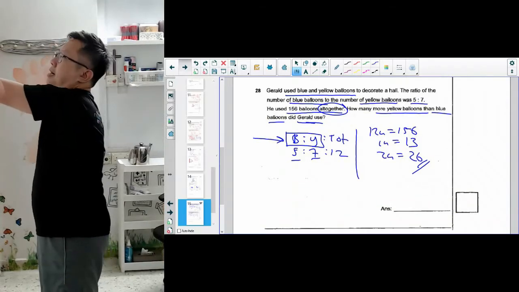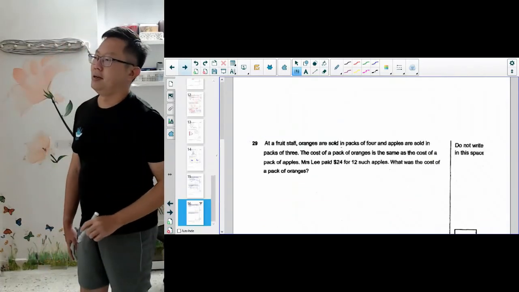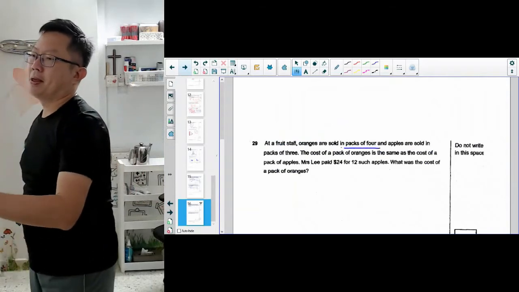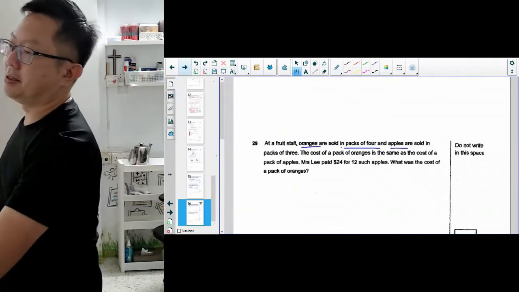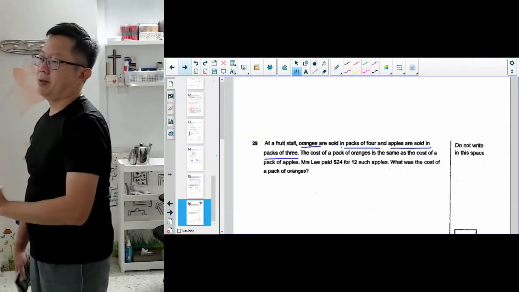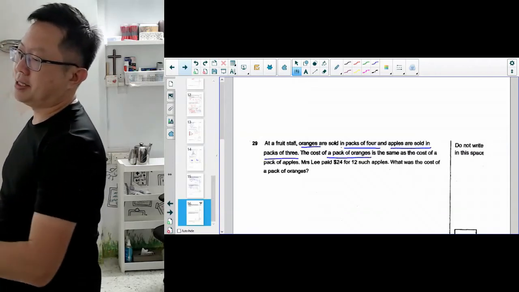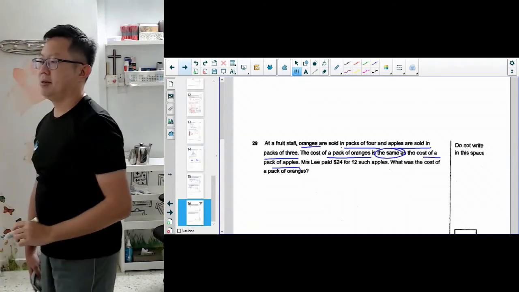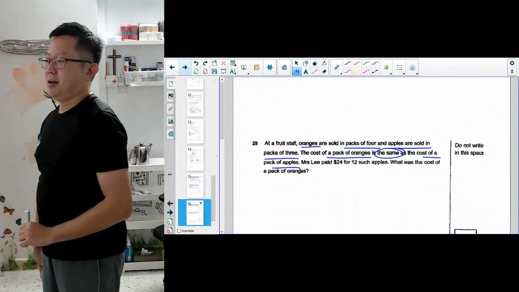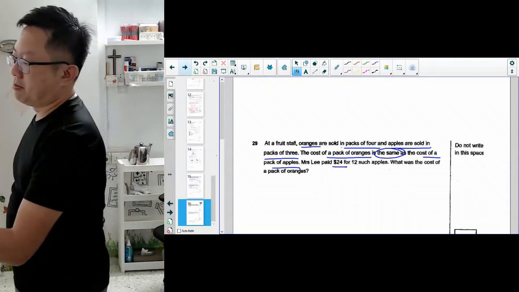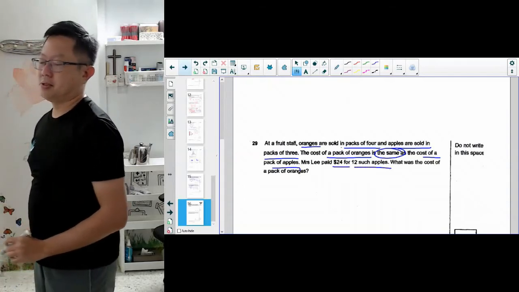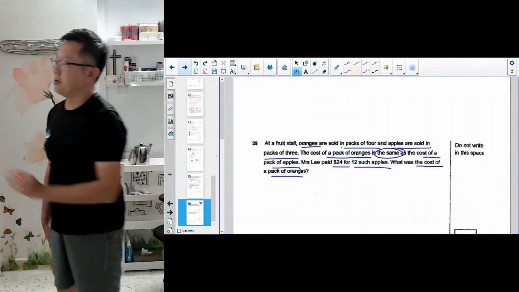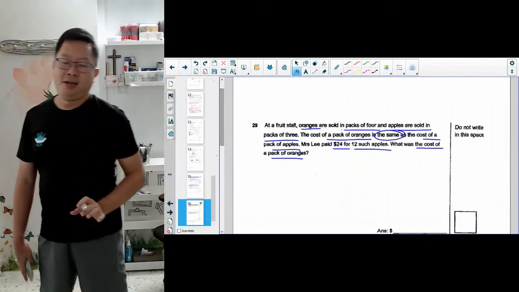Question 29. At the fruit store, oranges are sold in packs of 4 and apples are sold in packs of 3. And the cost of a pack of oranges is the same as the cost of a pack of apples. Mrs. D paid $24 for 12 apples. So what was the cost of a pack of oranges? Now, this question is going to confuse some students. So what do we do?